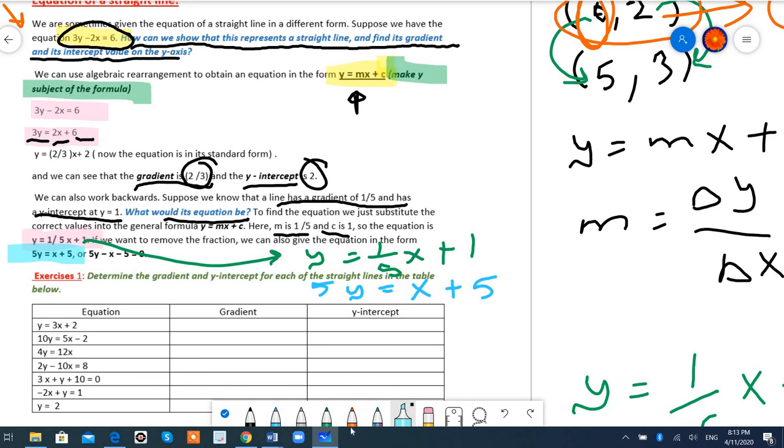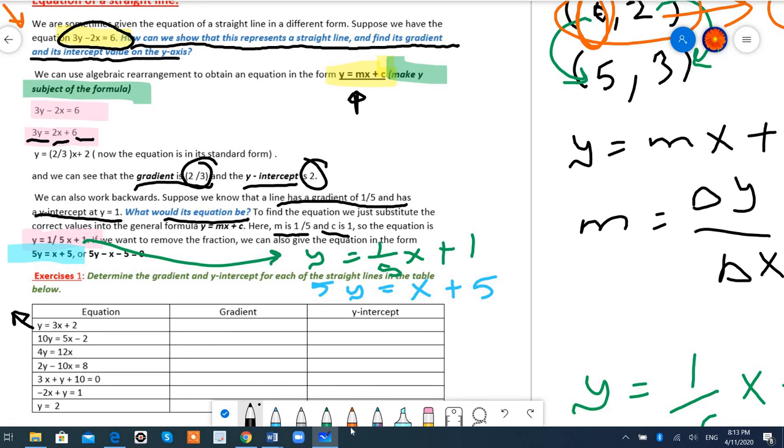Now let's solve this exercise so you understand the lesson I'm talking about. Here they give you the equation of a line and ask you to find the gradient and the y-intercept. First, you have to check if this equation is in standard form or not. Meaning, is it written in the form y equals mx plus c or not? Is y the subject of the formula? If y is the subject of the formula, then the number beside the x is the gradient and the constant is the y-intercept.